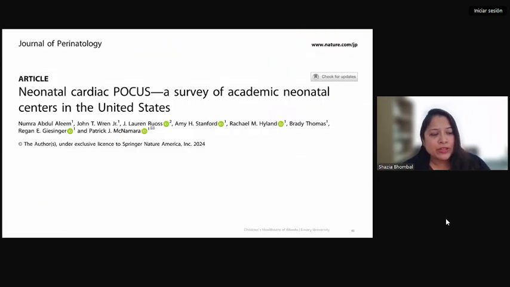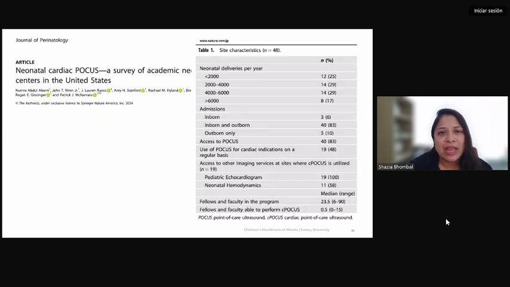And so, are we doing cardiac POCUS? We are. In the US, this was a very recent publication from 2024 discussing neonatal cardiac POCUS, a survey of academic neonatal centers in the US. What I found really striking is that if you recall a few years ago, in 2016 and 2017, when a survey was put out, access to POCUS in the NICU was fairly limited.